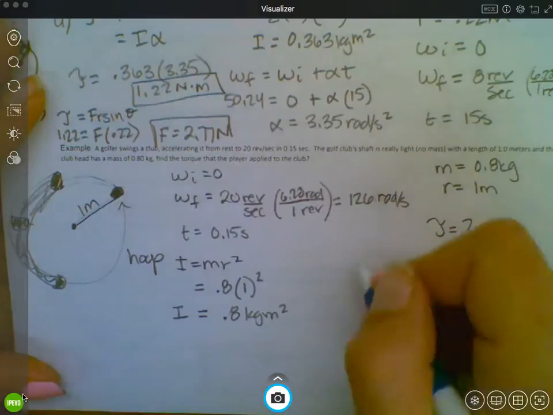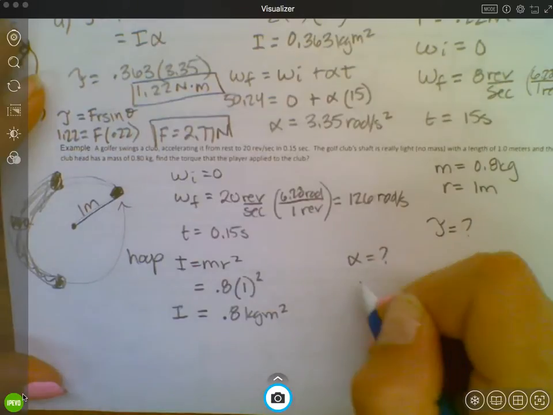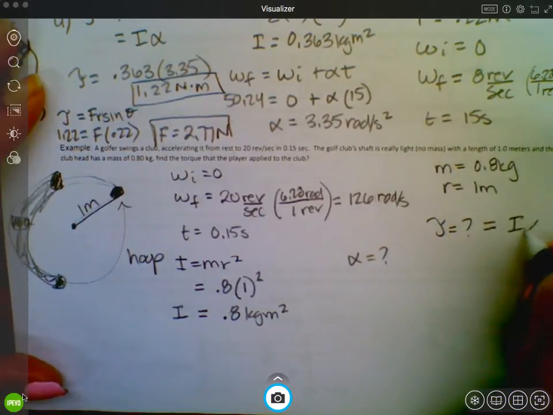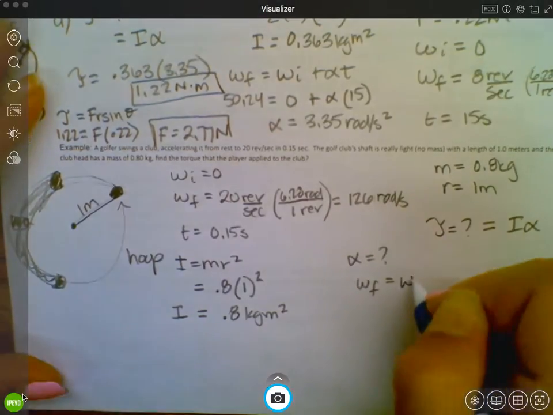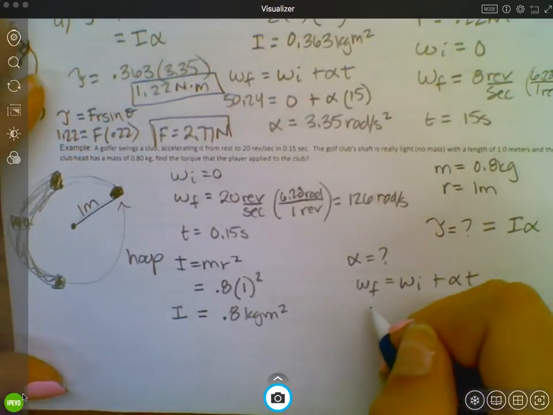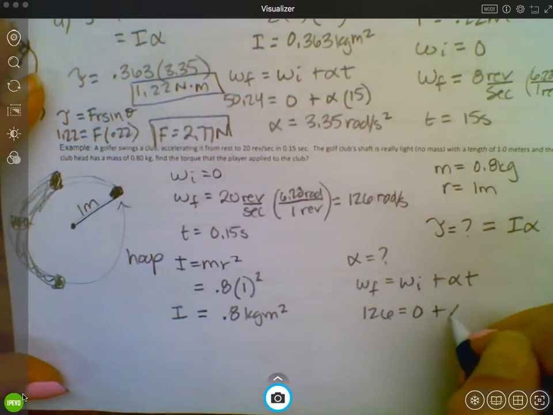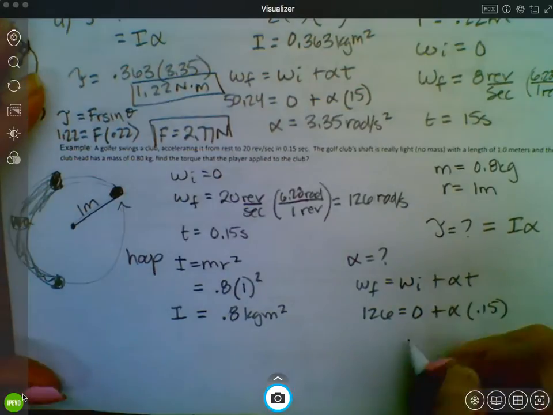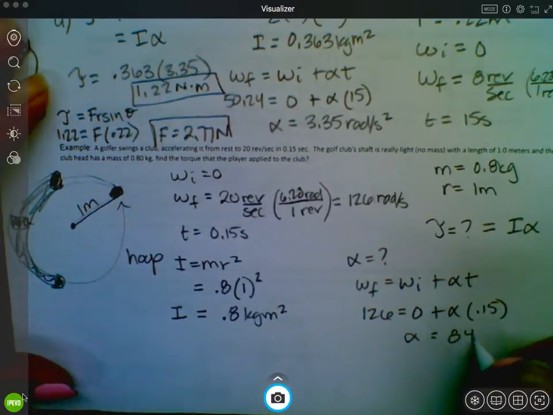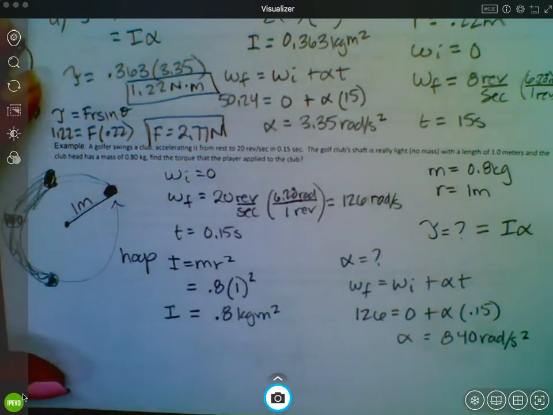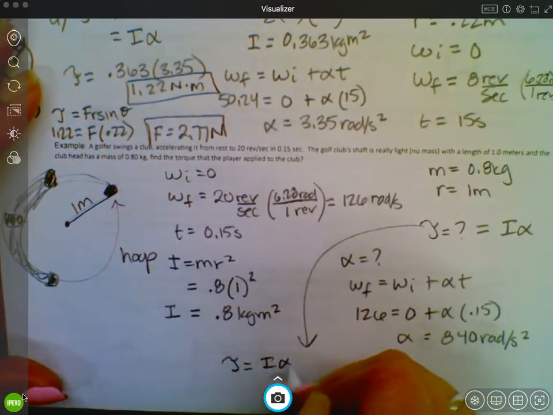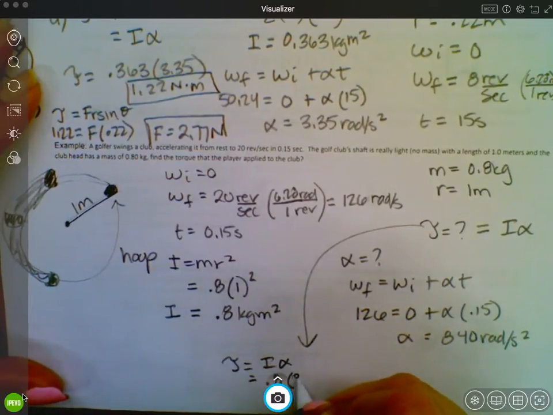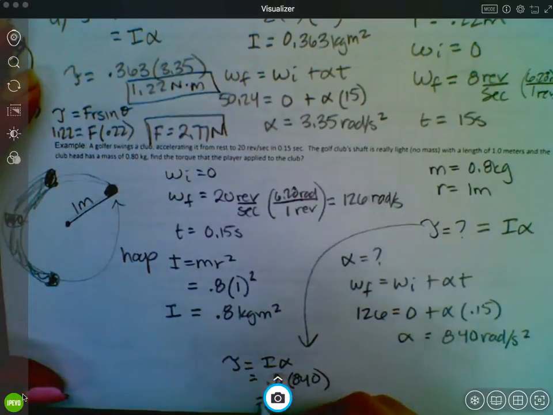Okay. Finding our alpha, because remember we want torque, which is equal to I alpha. So we need to solve for both those things. So alpha is going to be omega final equals omega initial plus alpha t. Omega final is 126, 0, alpha, 0.15. If you solve that, you get alpha equals 840 radians per second squared. And now we take this torque, we set it equal to I alpha, 0.8 times 840, and we get torque is equal to 672 Newton meters.